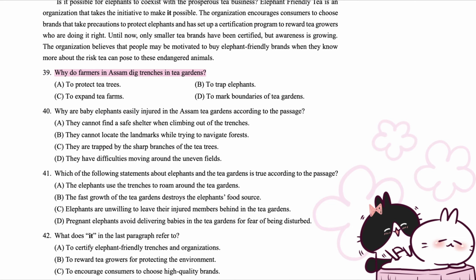39. Why do farmers in Assam dig trenches in tea gardens? A. To protect tea trees. B. To trap elephants. C. To expand tea farms. D. To mark boundaries of tea gardens.